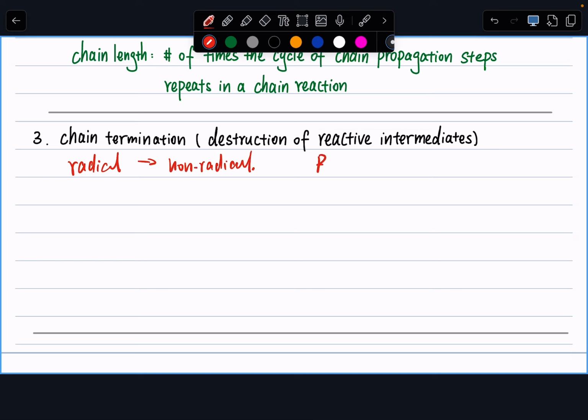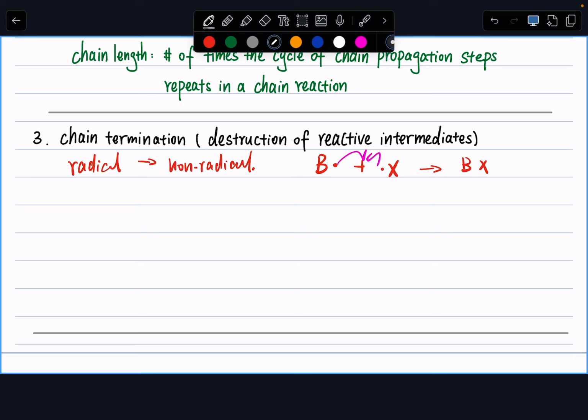So this can be some kind of B dot, some kind of X dot. I'm not specifying what these are, they're just some kind of radical. They come together and form a covalent bond, BX. So how many different types of chain termination can we think about in this case?